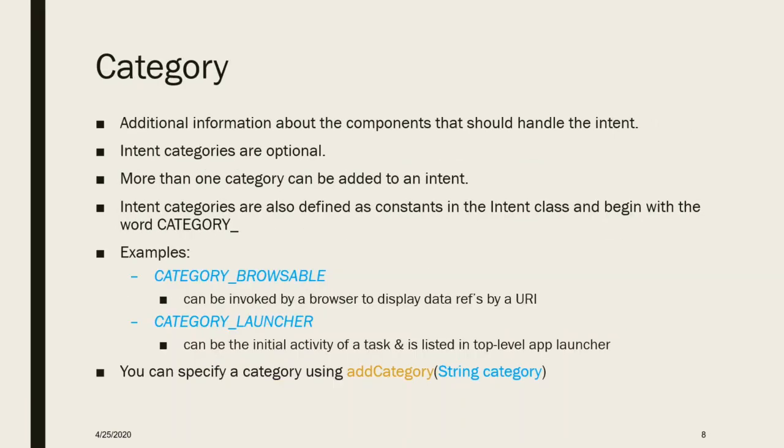The intent category represents additional information about the kinds of component that can or should handle this intent. Some examples include CATEGORY_BROWSABLE, which means that the activity can be invoked by a browser via a URI link. Another example is CATEGORY_LAUNCHER, which means that the target activity can be the initial activity of a task and is listed in the top-level application launcher. You can specify the category using the addCategory method.